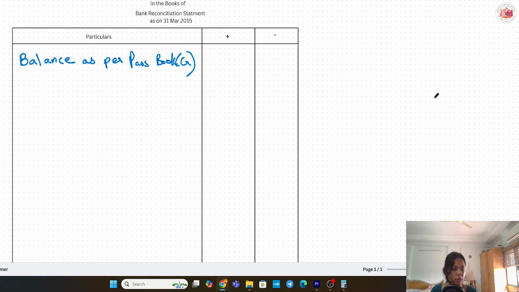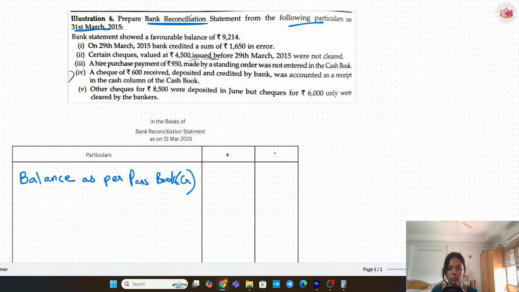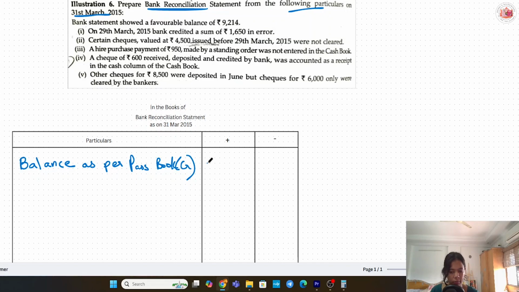How much is our passbook balance? 9214. Okay. So I will write that in my plus column because it is favorable. On 29th March, see, in this question they have not given us the cash book balance. So it is understood that we have to prepare this bank reconciliation statement starting with the passbook balance. Let's see the first transaction.